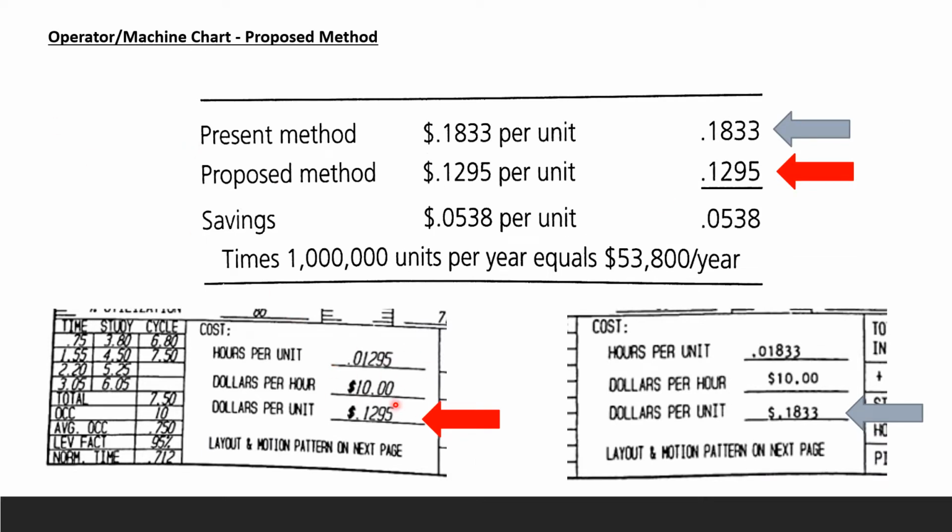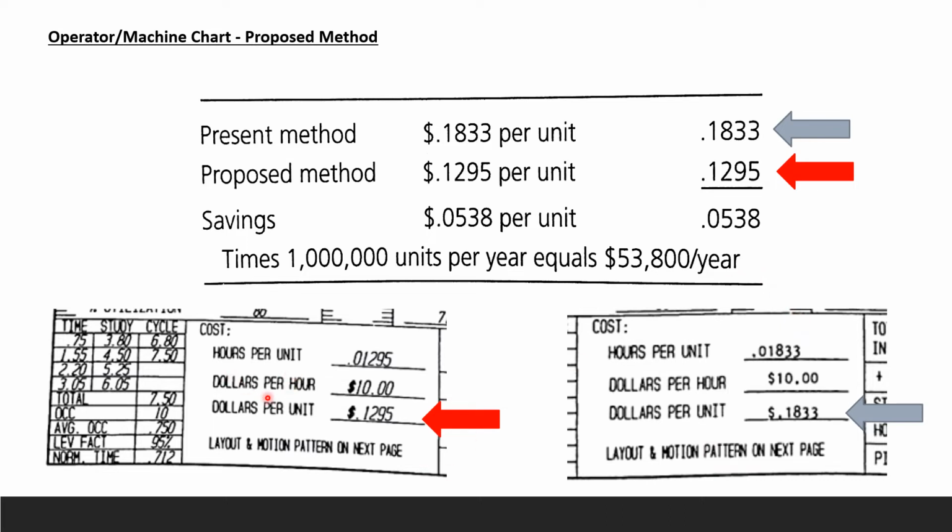So now we're going to compare the cost. When you look at it, your present method is 0.01833. You get it by multiplying the hours per unit times your labor cost, dollars per hour. They're getting $10 an hour for doing that, and you multiply that and you get your dollars per unit.